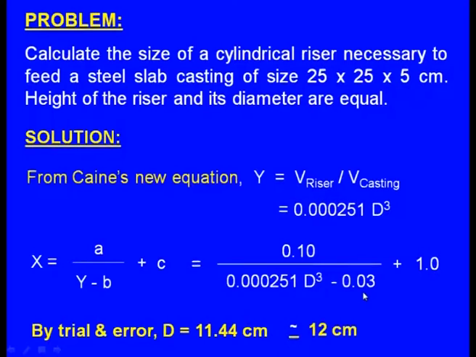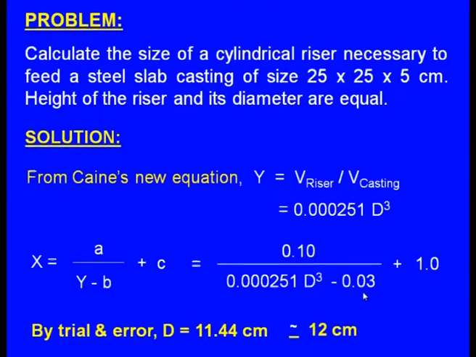The previous freezing ratio and the present freezing ratio, we are equating. Then we get an expression in which d is unknown. So, we cannot calculate this d directly. We have to put some value and try whether it satisfies both sides. By trial and error method, we have to substitute several values. Finally, one value will satisfy both sides. That value is the correct value of the diameter of the riser.